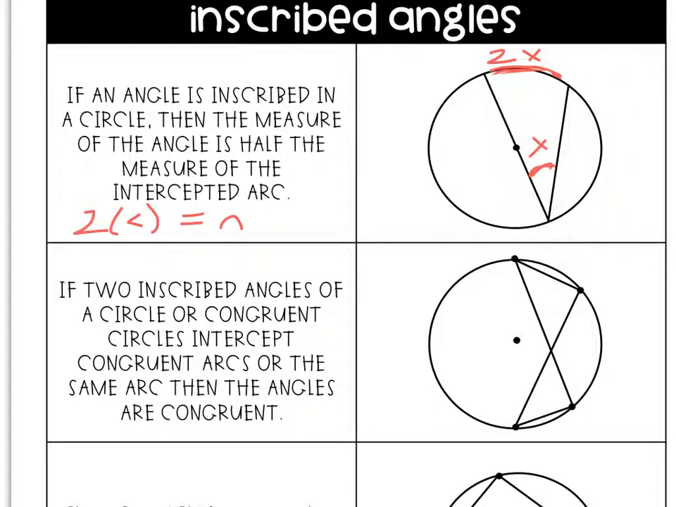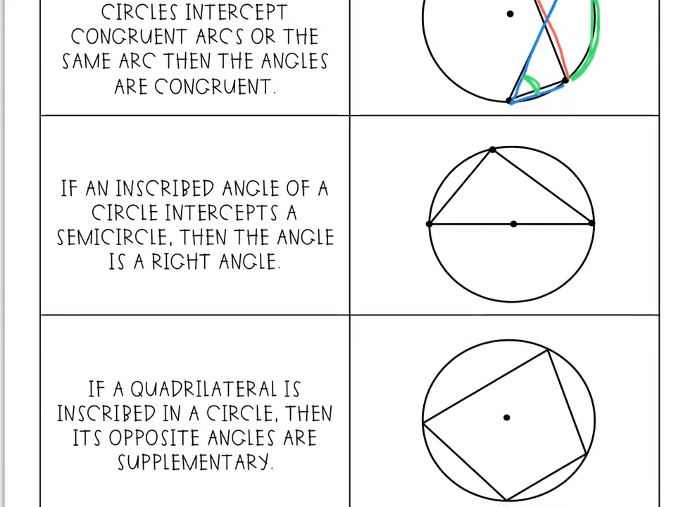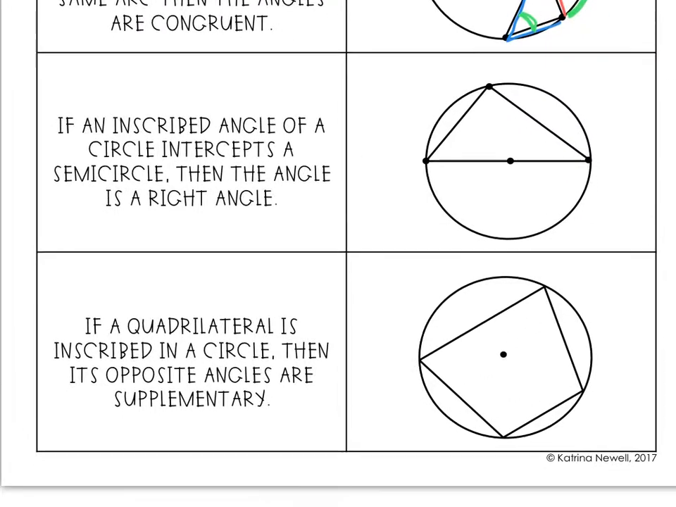Also, if I have 2 inscribed angles, so say I have this one, and they are intercepting the same arc, that means that the angles are congruent as well. Which makes sense because you're getting the same arc measurement, so of course when I divide the arc by 2 to get the angles, I'm going to get the same answer.